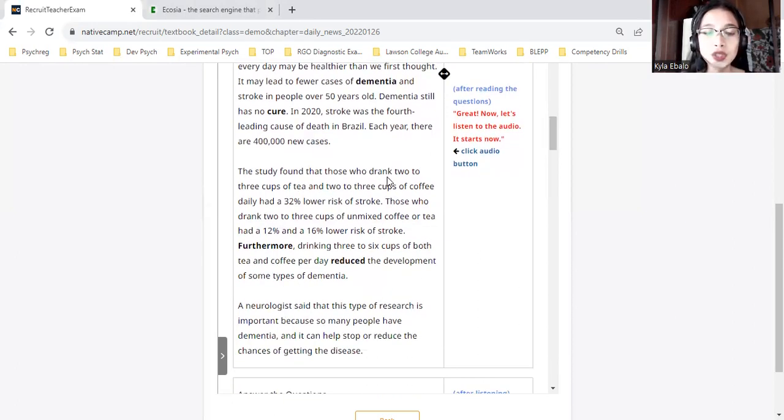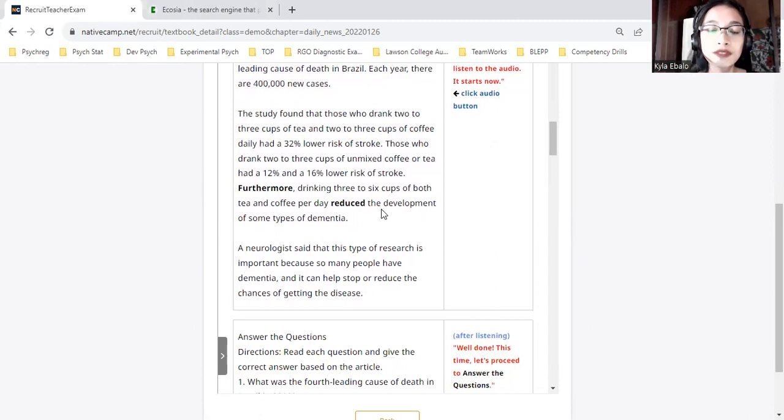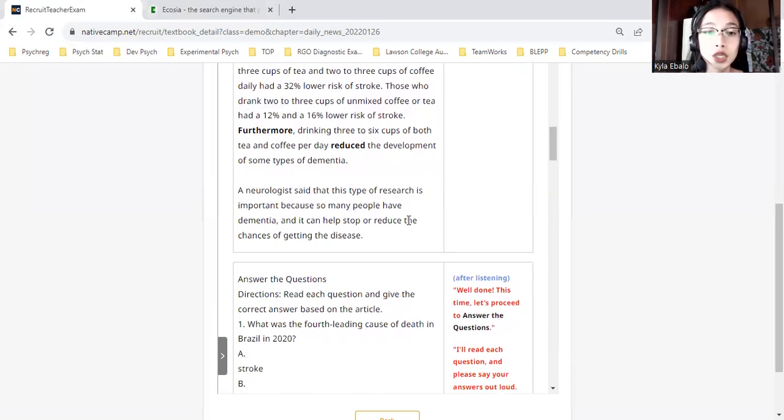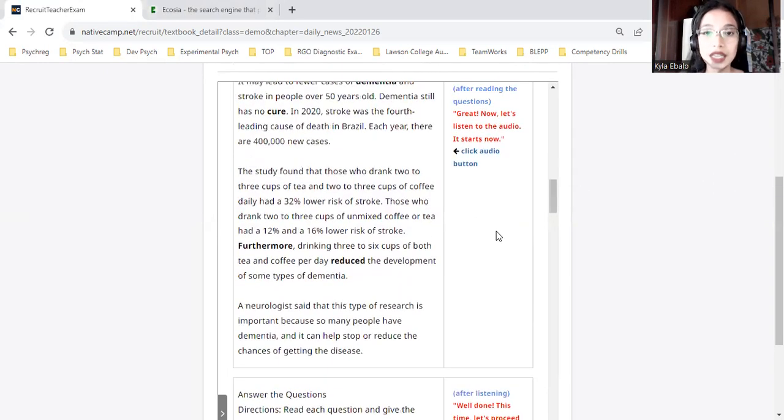The study found that those who drank 2 to 3 cups of tea and 2 to 3 cups of coffee daily had a 32% lower risk of stroke. Those who drank 2 to 3 cups of unmixed coffee or tea had a 12% and a 16% lower risk of stroke. Furthermore, drinking 3 to 6 cups of both tea and coffee per day reduced the development of some types of dementia. A neurologist said that this type of research is important because so many people have dementia, and it can help stop or reduce the chances of getting the disease.